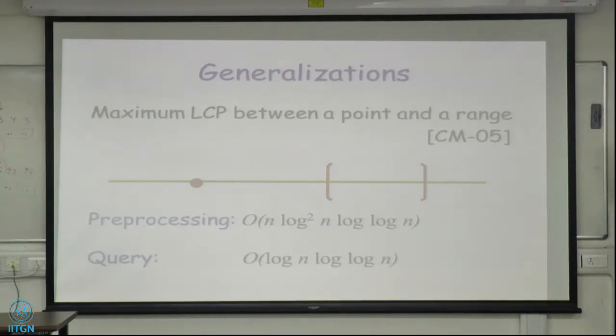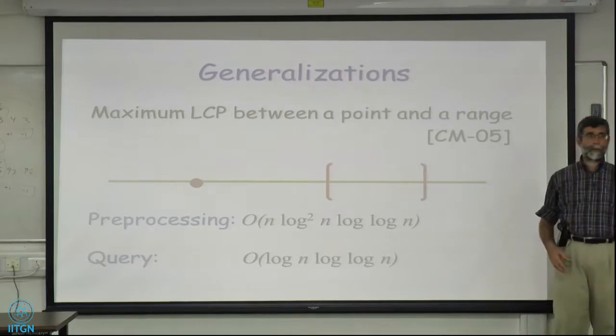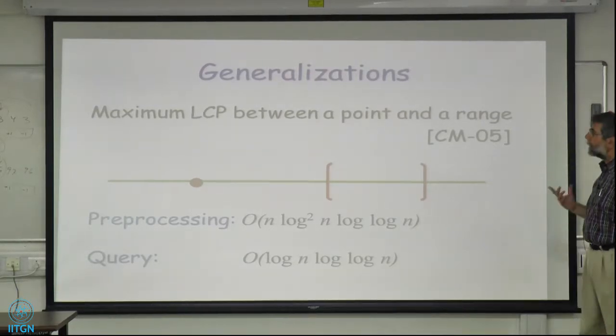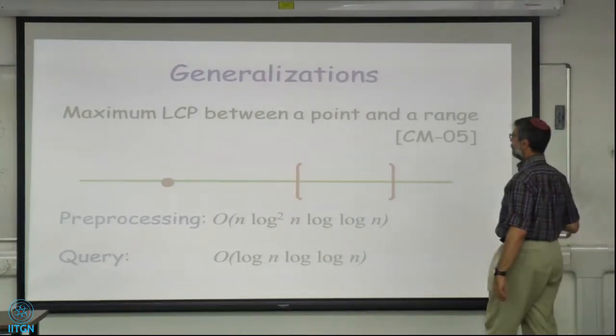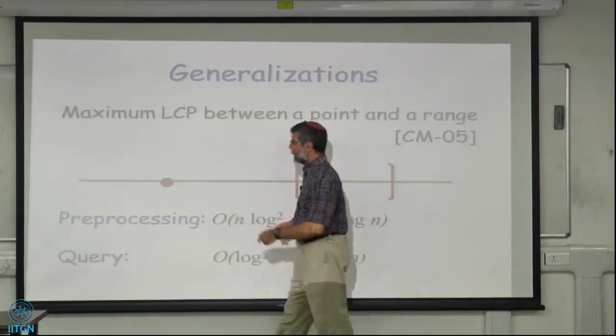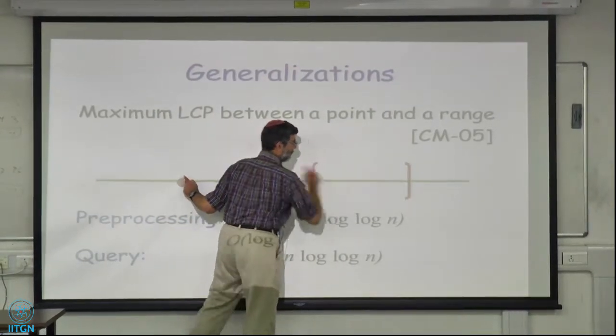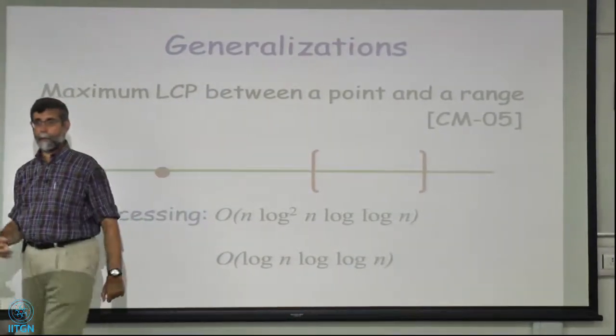But there were generalizations. In 2005, a paper by Kormod and Muthukrishnan considered the maximum LCP between a point and a range. So here I have a point, and I want the largest LCP that I can get between this point and any point in this range.